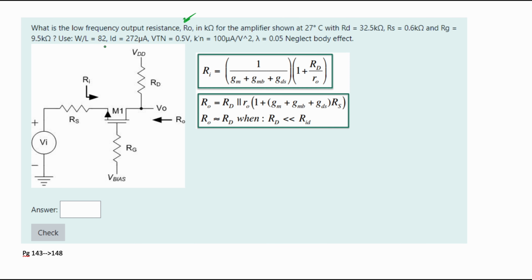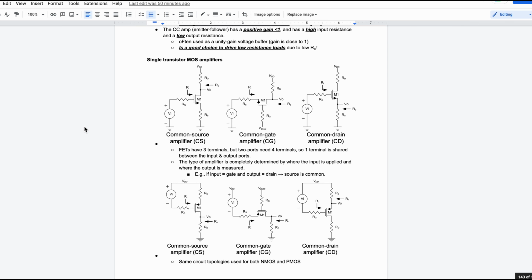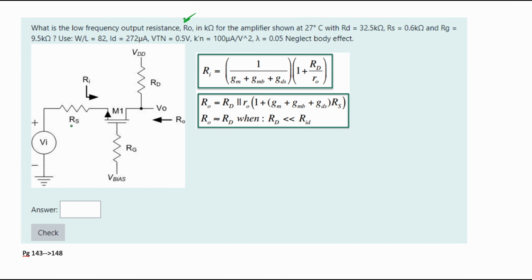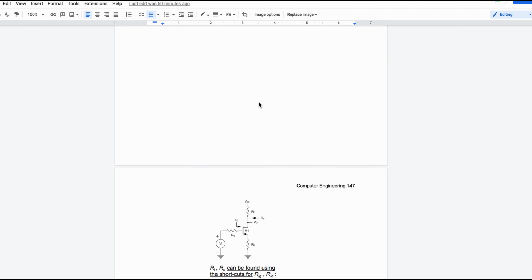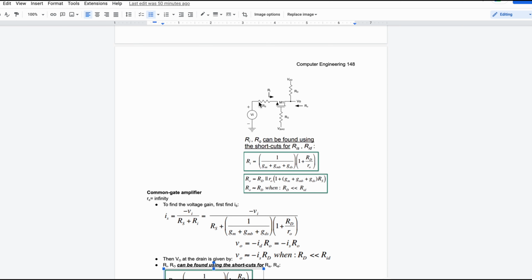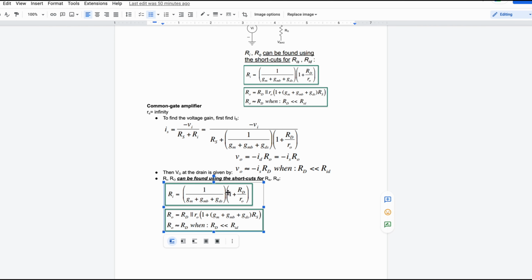Well, we are going to need to identify what type of amplifier this is. And we can do this by looking at the notes linked in the description below the like button on page 143. We have our single transistor MOS amplifiers, and this looks like the one that's in the middle. So we're using the common gate amplifier. We can scroll down and it'll be on page 148 where we have our common gate amplifier and all the equations that we need for it.